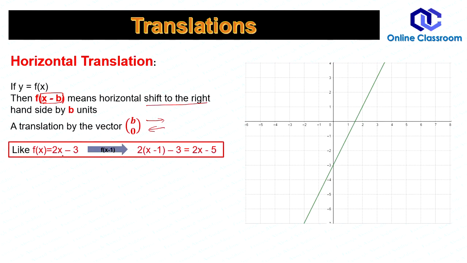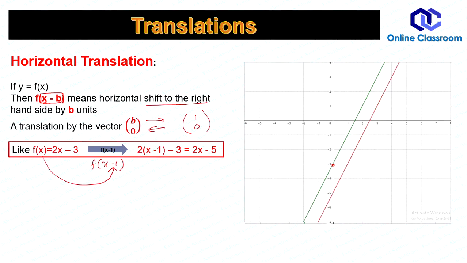Suppose I have the function, straight line 2x minus 3. This is the intercept, minus 3. I have the gradient 2. Now if it is f(x minus 1), instead of f(x), I've written f(x minus 1). It means the vector should be (1, 0). The whole curve should be moved 1 unit towards right. It means I have to move the whole curve towards right.